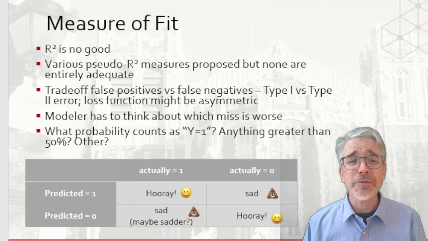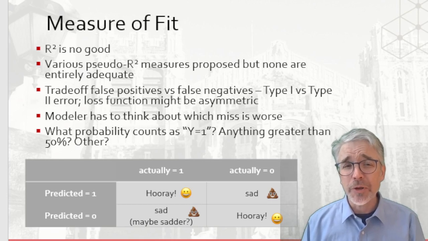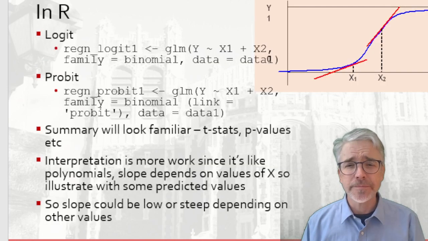So, a subsidiary part of that is trying to figure out what predicted probability will be interpreted as y equals 1. Typically, the cutoff is 50%, but depending on the case and depending on the loss function, you might want a different cutoff. You can experiment with that.